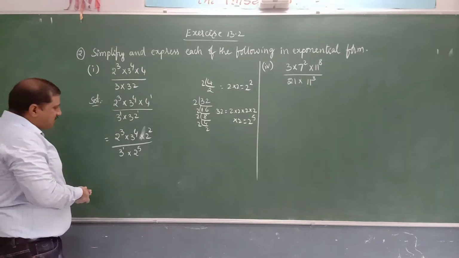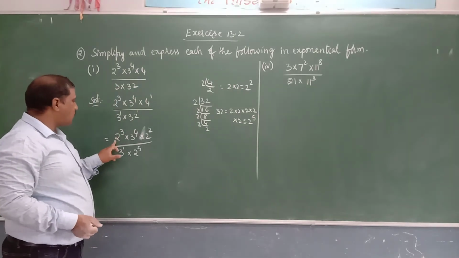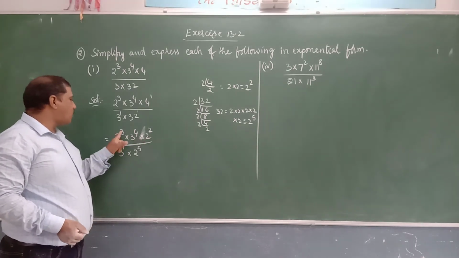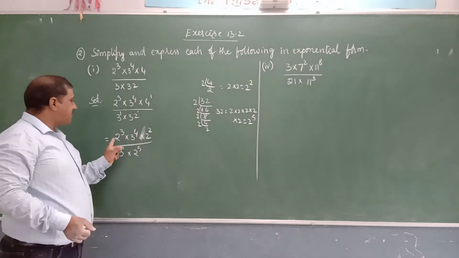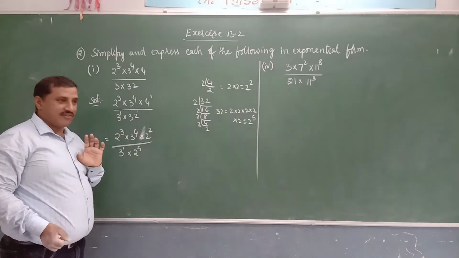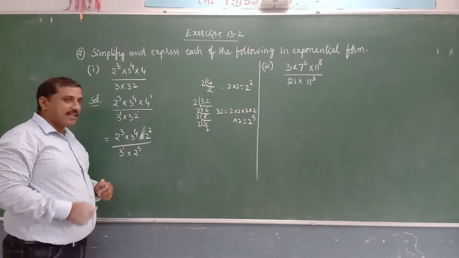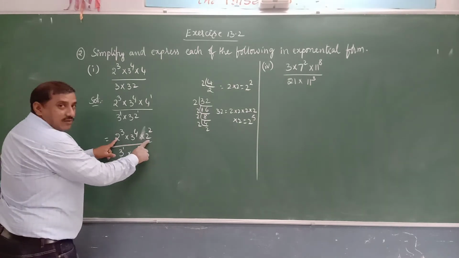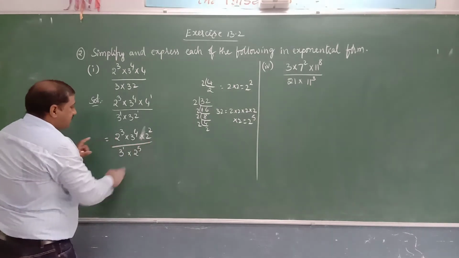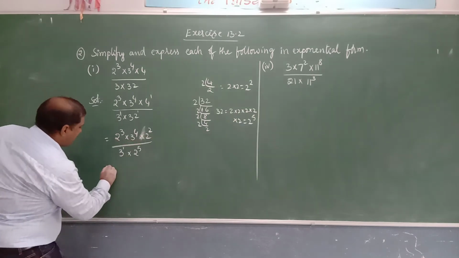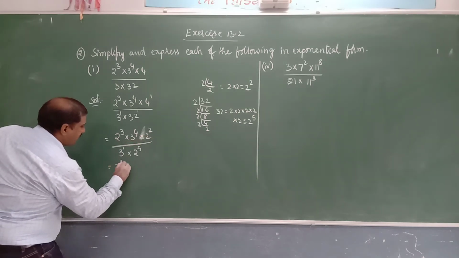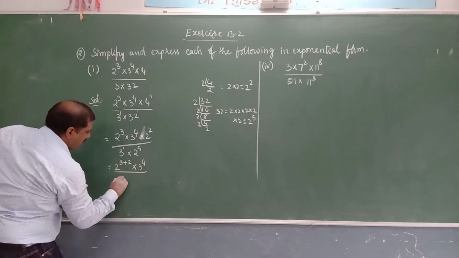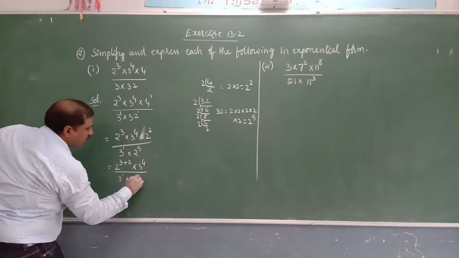Now if we observe the bases here, the base 2, here also 2 is there. Can we apply the laws of exponents to simplify 2 cube into 2 square? Bases are the same and exponents are different. So you observe them, then you apply the laws of exponents. First you apply for these two in the numerator. When we apply it, we get 2 to the power of 3 plus 2 into 3 to the power of 4 divided by 3 to the power of 1 into 2 to the power of 5.